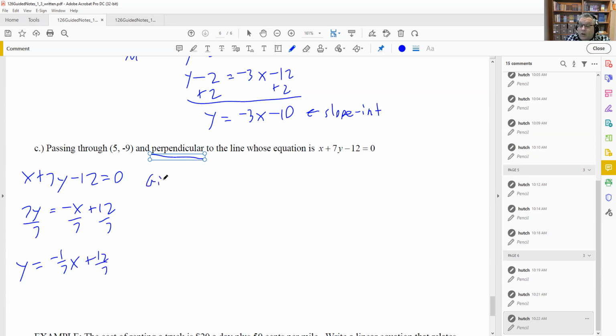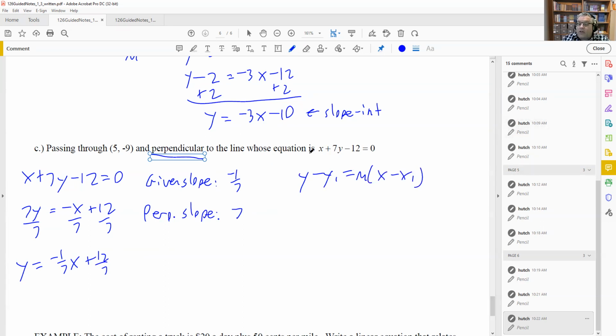So now the given slope is going to be negative 1/7. That's the original slope of the equation that was given to us. We want to find a perpendicular slope, which means we have to take the opposite reciprocal of negative 1/7. Okay, so if I flip that, I'm going to get 7/1 in an opposite sign. So my perpendicular slope is going to be 7 in this case. And then I can go ahead and move on to the point slope formula like we did before.